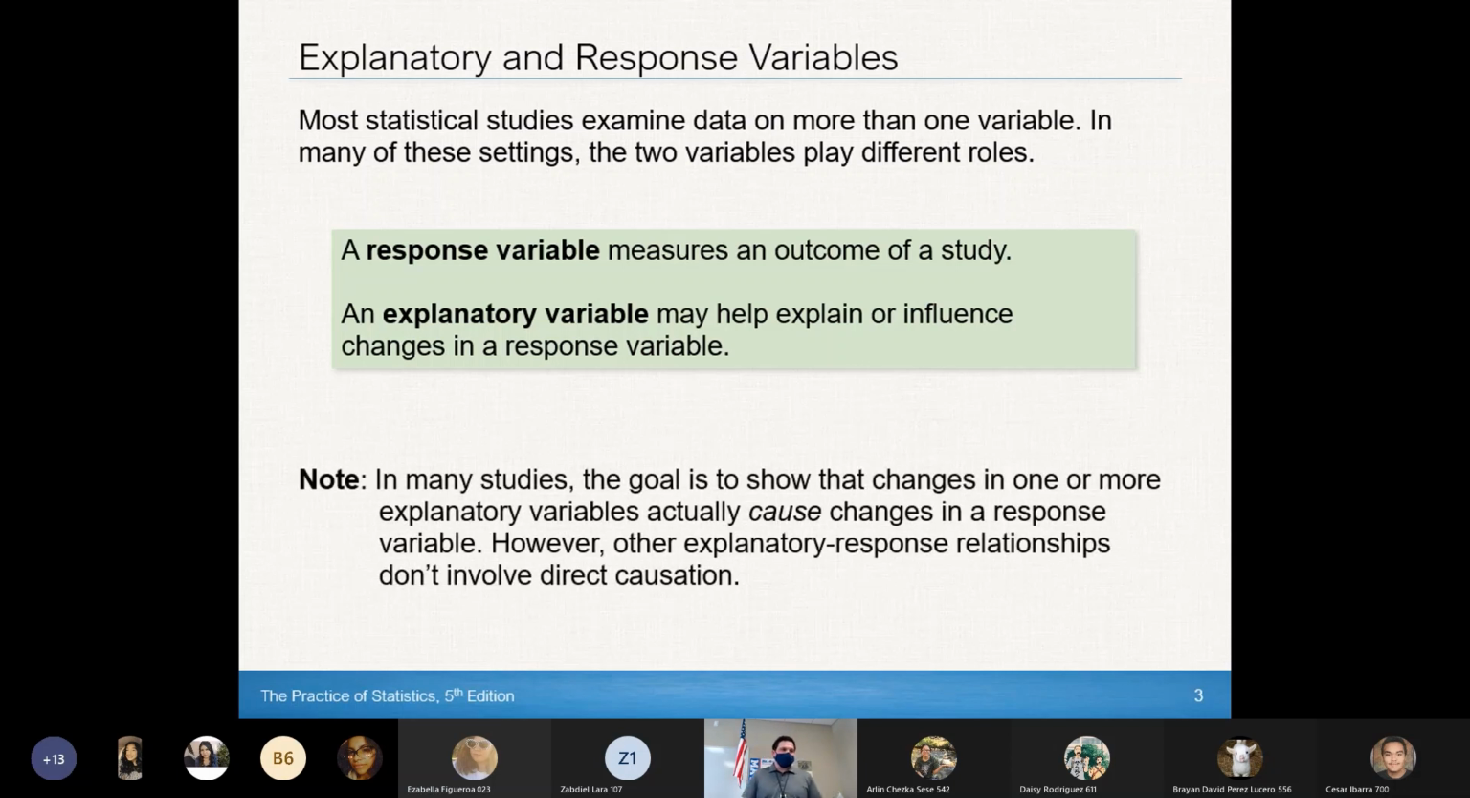Note, in many studies, the goal is to show that changes in one or more explanatory variables actually cause changes in a response variable. However, other explanatory response relationships don't involve direct causation. Would anyone like a moment to write down these definitions for their notes if you're taking notes?